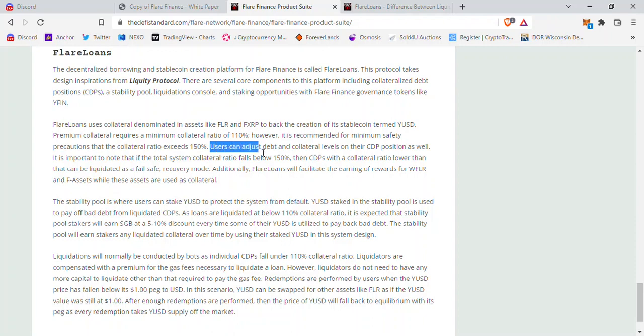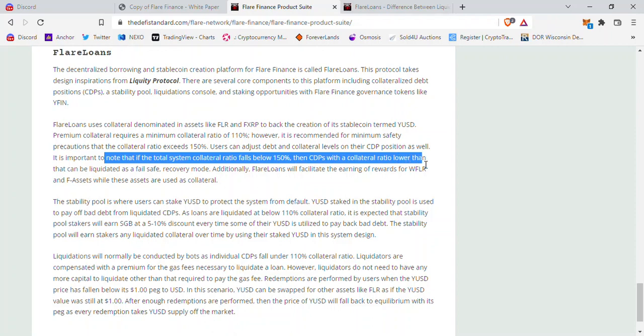So users can adjust debt and collateral levels on their CDP position as well. It is important to note that if the total system collateral ratio falls below 150%, then CDPs with a collateral ratio lower than that can be liquidated as a fail-safe recovery mode.